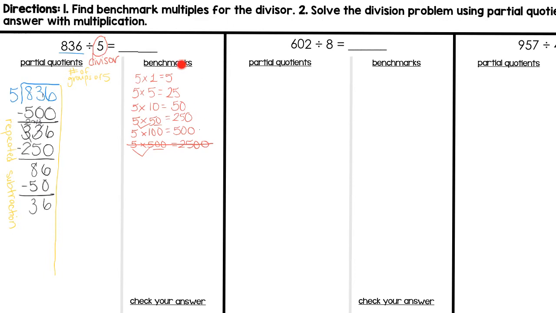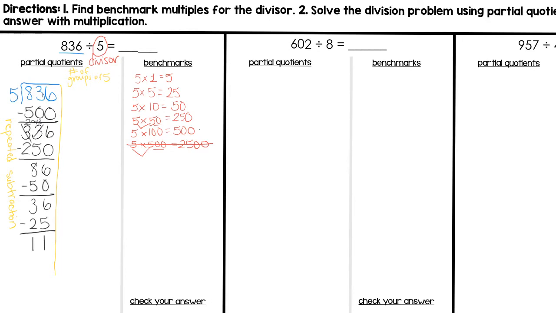What is the largest multiple of 5 that I can take out of 36? Can't take 500, can't take 250, can't take 50 because that's still too big, bigger than 36. So I must take away 25. 6 minus 5 is 1. 3 minus 2 is 1.